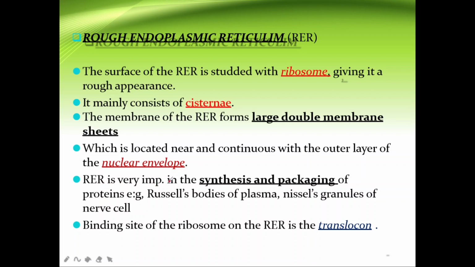Rough ER is very important in the synthesis and packaging of proteins. Example: Russell's bodies of plasma cells, Nissl's granules of nerve cells. So, in plasma cells, that is in blood, and in the nerve cells, the protein is synthesized, and this protein is synthesized due to the presence of RER, rough endoplasmic reticulum, and the ribosomes present on its outermost surface. These are responsible for this protein synthesis and packaging. So, the binding site of the ribosome on the RER is the translocon.